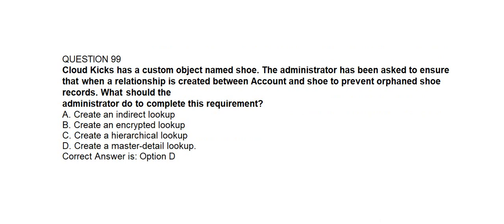Option A. Create an indirect lookup. Option B. Create an encrypted lookup. Option C. Create a hierarchical lookup. Option D. Create a master-detail relationship. Correct answer is option D. Create a master-detail relationship.